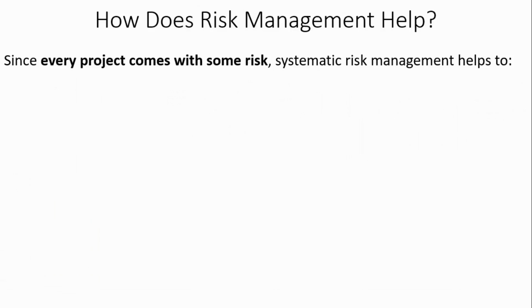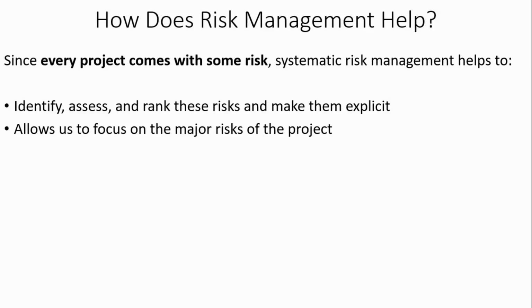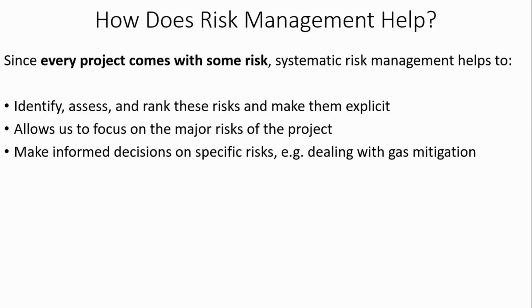So how does this all help us? How does risk management help in our project? Well, since every project comes with some inherent risk, I mean you can't get away from risk entirely, systematic risk management helps us to identify, assess, and rank all these risks and make them explicit. So everybody knows what they are. We don't have some vague idea what they might be. We have quantified them. And this allows us to focus on the major risks of the project.